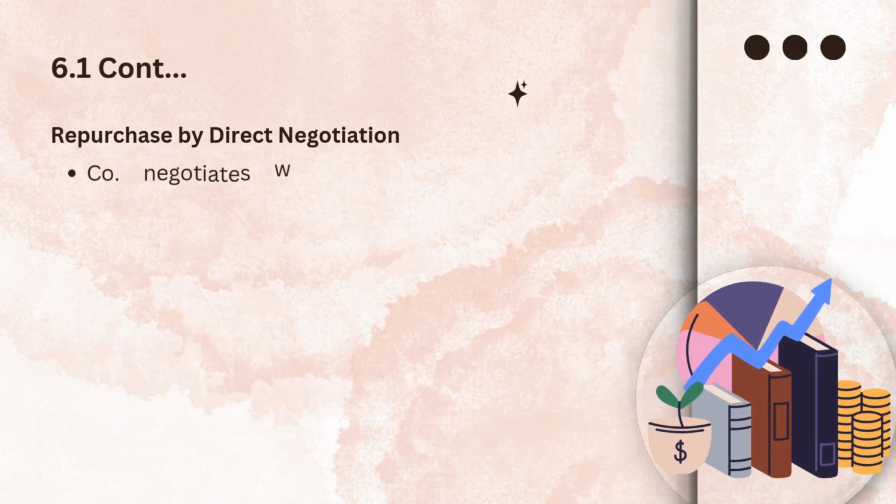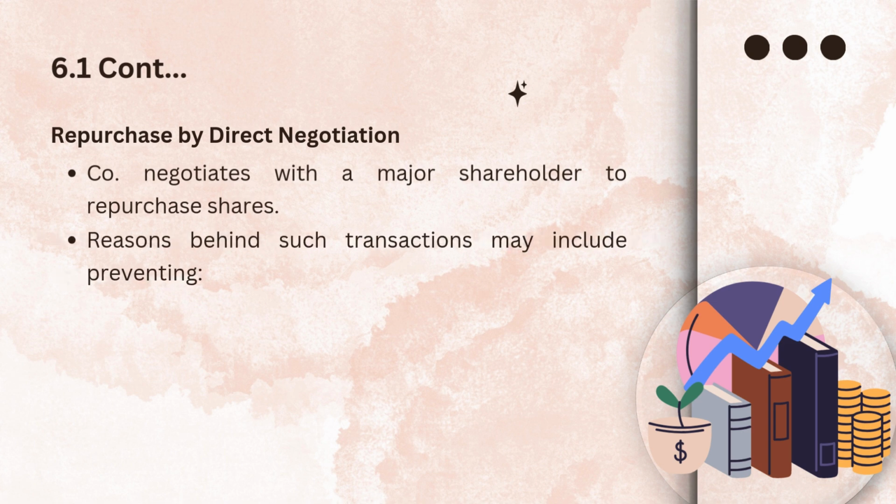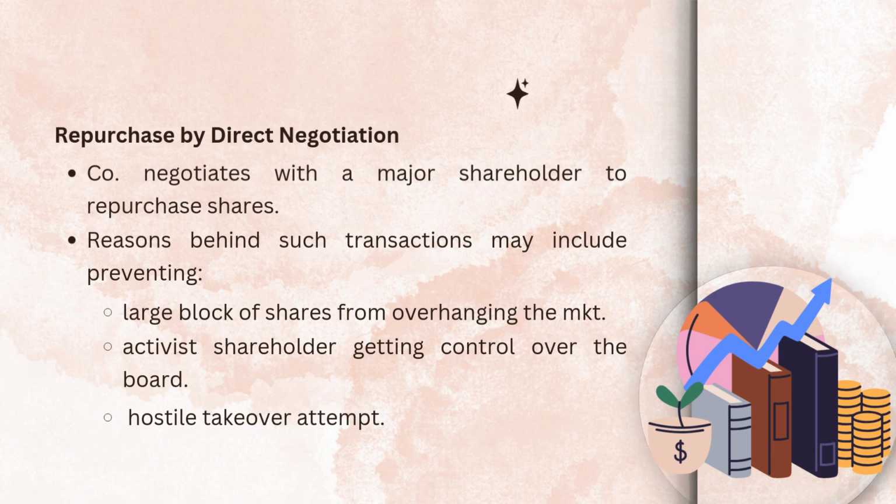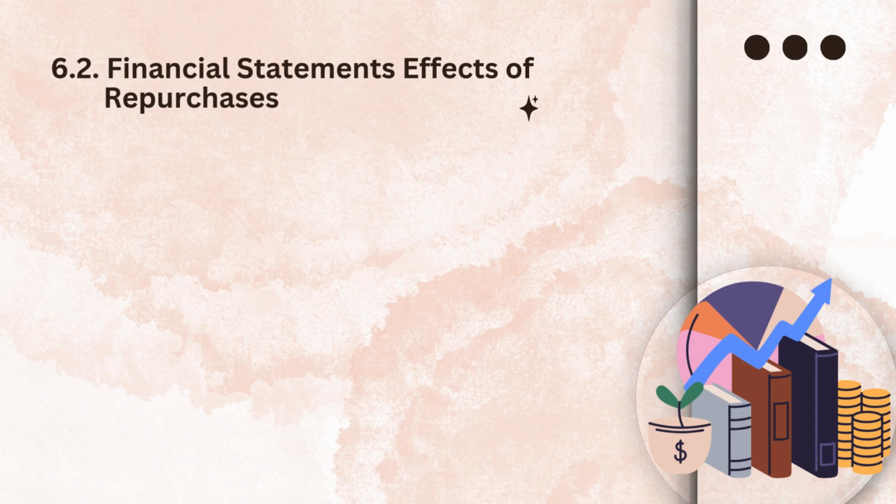The company negotiates with a major shareholder to repurchase shares. Reasons behind such transactions may include preventing a large block of shares from overhanging the market, an activist shareholder getting control over the board, or a hostile takeover attempt.